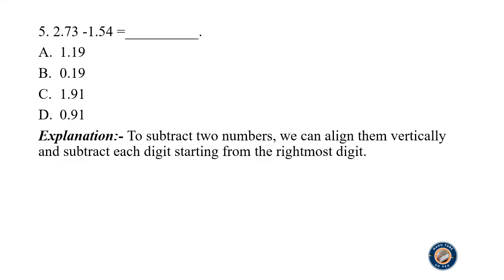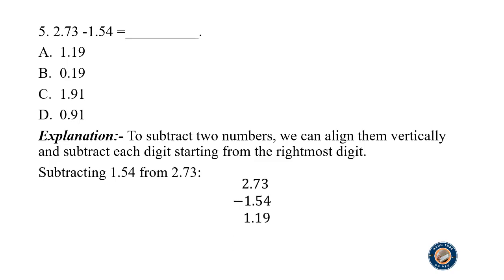To subtract two numbers, we can align them vertically and subtract each digit starting from the rightmost digit. Subtracting 1.54 from 2.73 can be calculated this way. Hence, the answer will be 1.19.